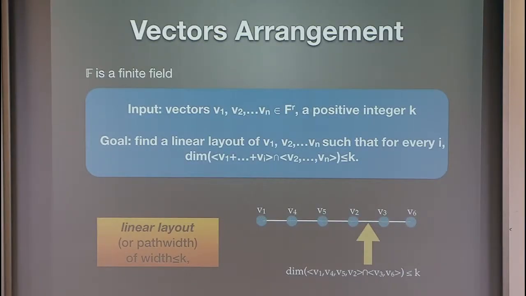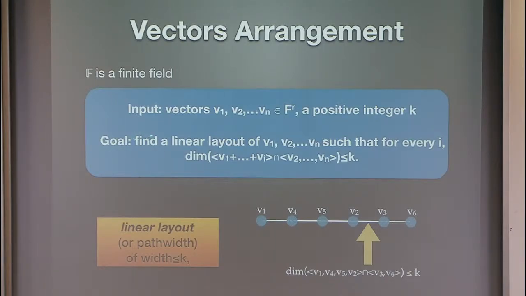So this is the central problem of this work. At least I hope that you can remember this problem at the end of this talk, even if you forget other things. Let's fix a field F, and we assume that this field is finite. The input of this vector arrangement problem is n vectors, v1 up to vn, in an r-dimensional vector space. And you are given a positive integer k.